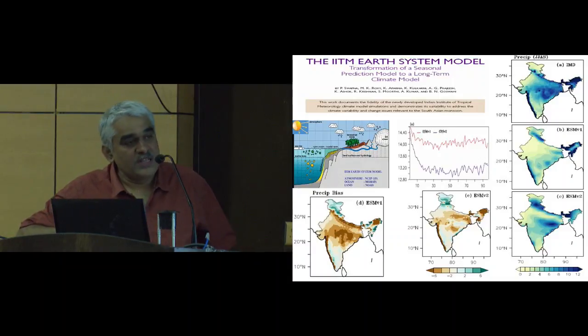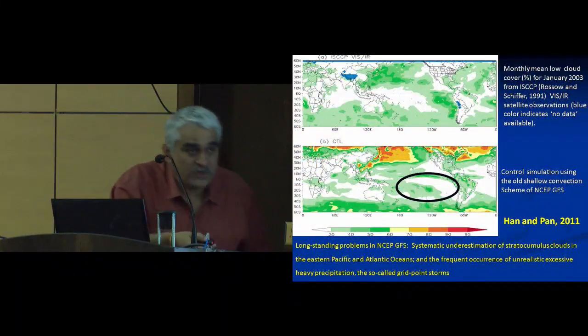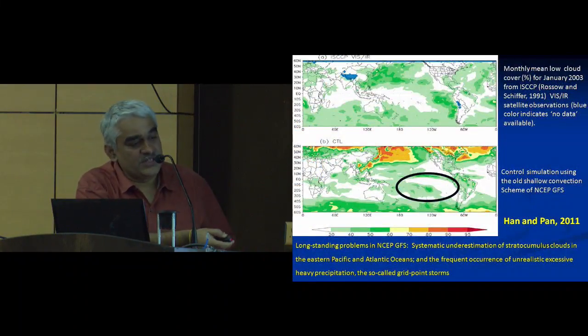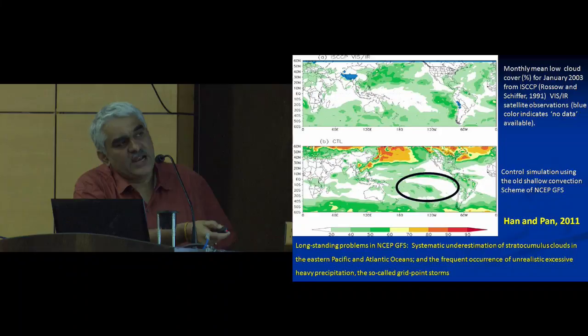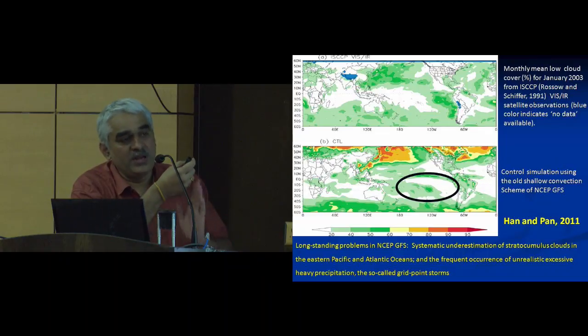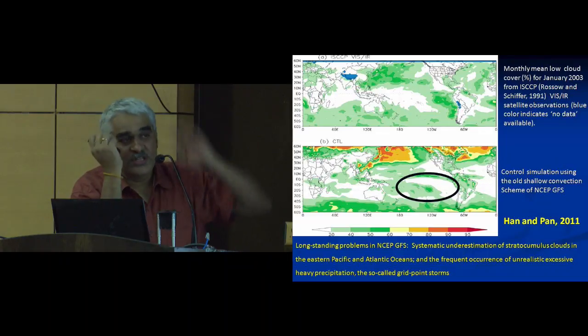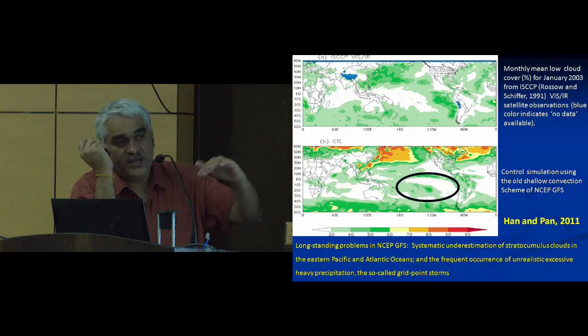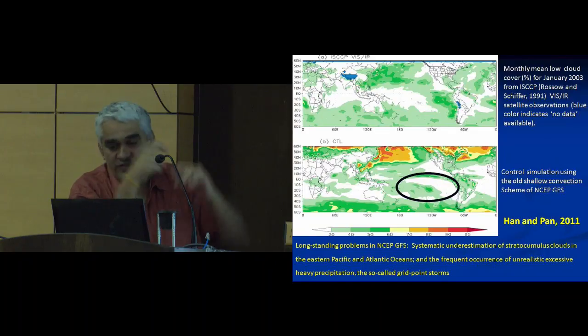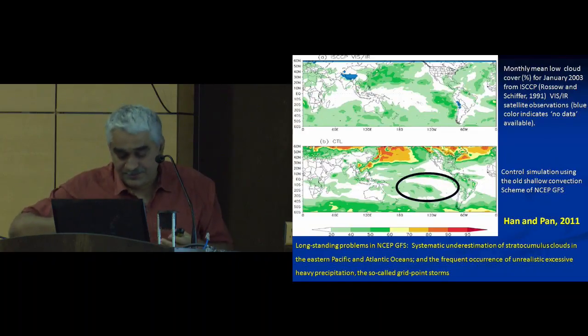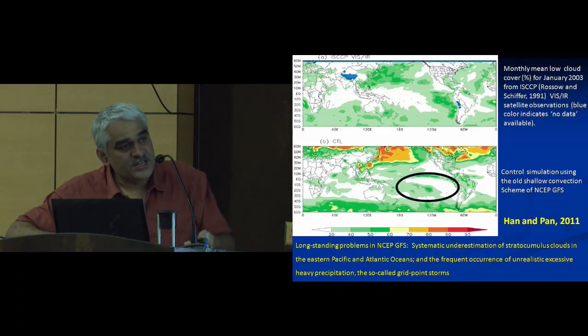Basically this is because of the new Han and Pan convection scheme, which was introduced, and they had problems in representing the stratocumulus clouds in the eastern Pacific. So keeping that in mind, they developed a scheme because the previous version of SAS had entrainment only at the lower level and outflow just at the top. But this one has entrainment at intermediate levels also, and it is a more physically consistent scheme.